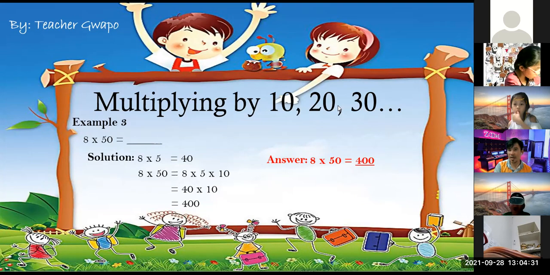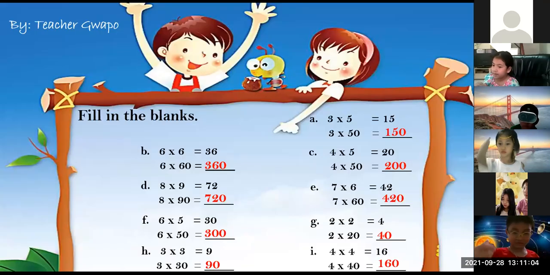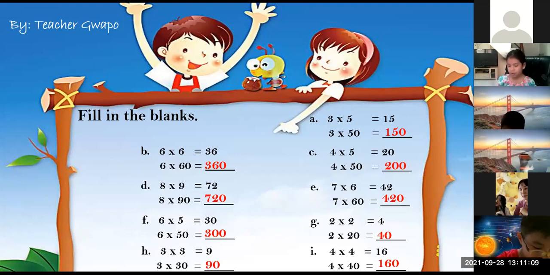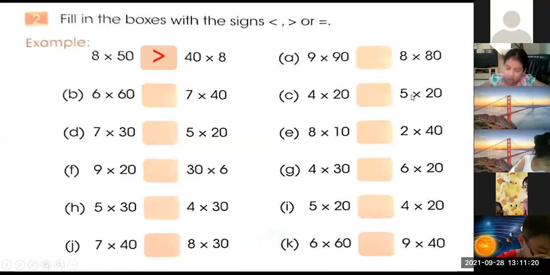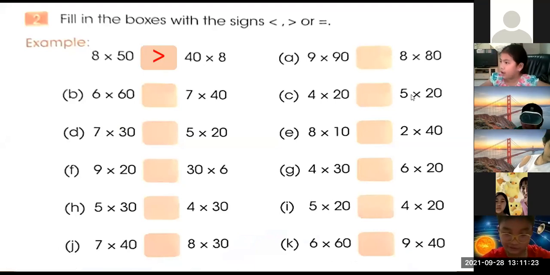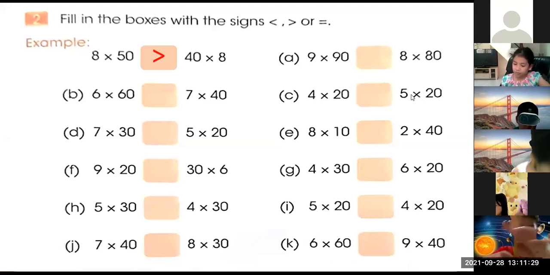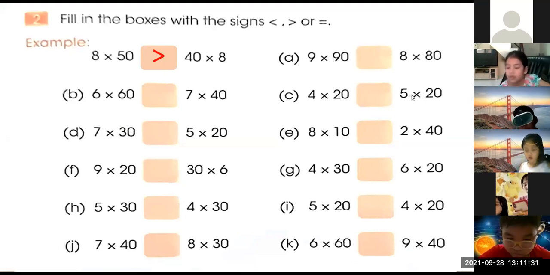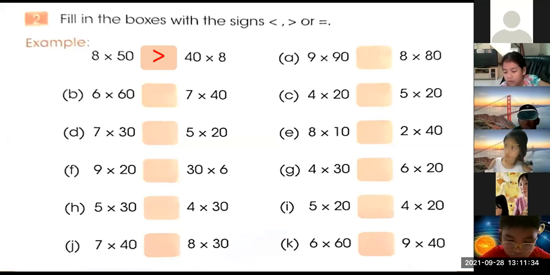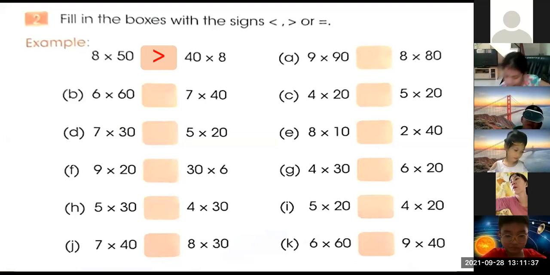Okay, it's very easy. Multiplying numbers this way is very easy. Now let us proceed to the next questions in exercise number 2. Exercise number 2, you will see that there are 12 questions. Now, here in number 2, we will use the symbol of greater than, the symbol of smaller than, and the symbol of equal to. When you answer, you have to look at the first digit.